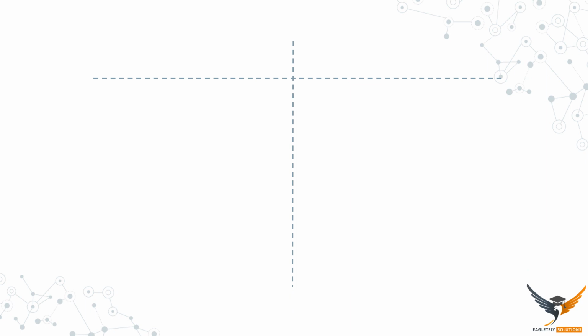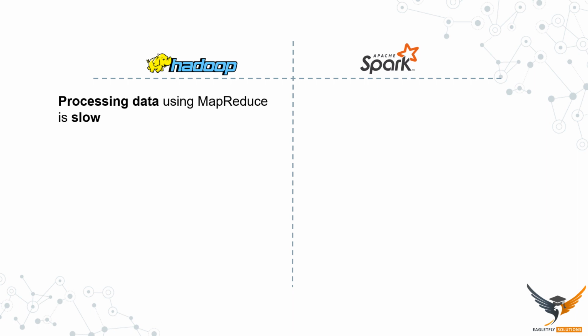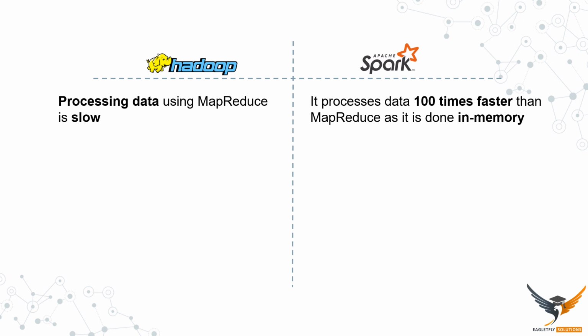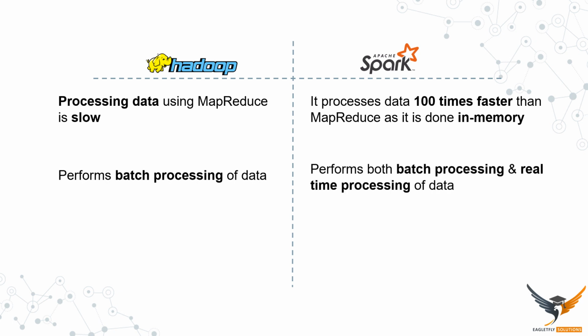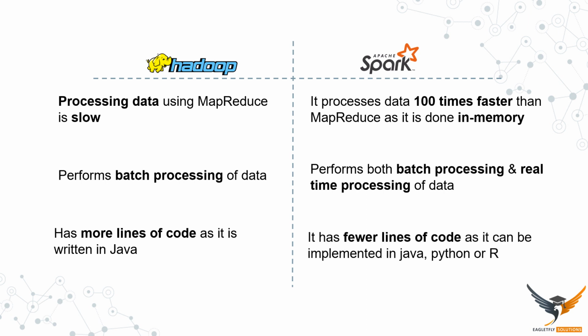Now let's discuss some differences between Hadoop and Apache Spark. In Hadoop, processing data using MapReduce is slow, whereas in Spark, it is 100 times faster as it is done in memory. Hadoop performs only batch processing of data, whereas Apache Spark performs both batch processing and real-time processing of data. Hadoop has more lines of code as it is written only in Java, whereas Apache Spark has fewer lines of code as it can be implemented in Java, Python or R.